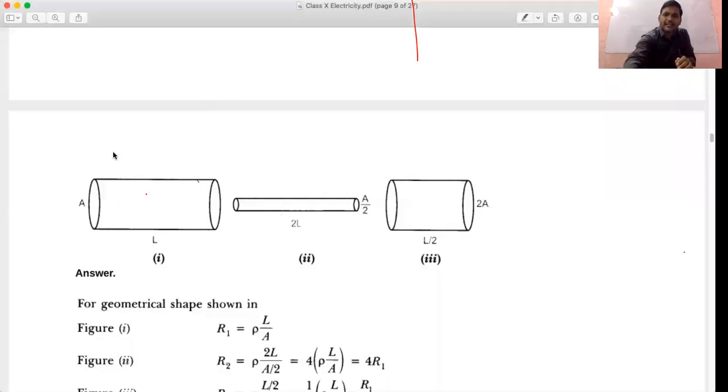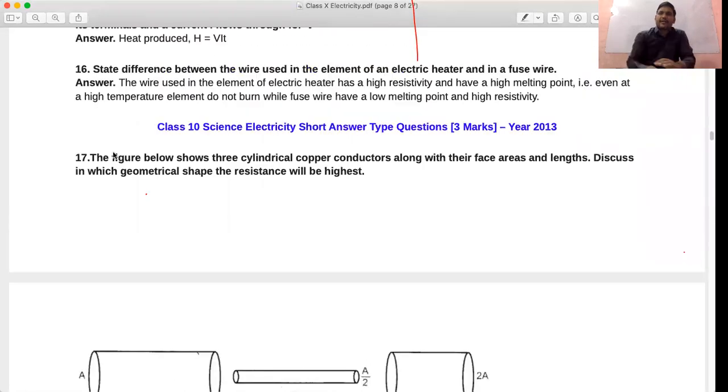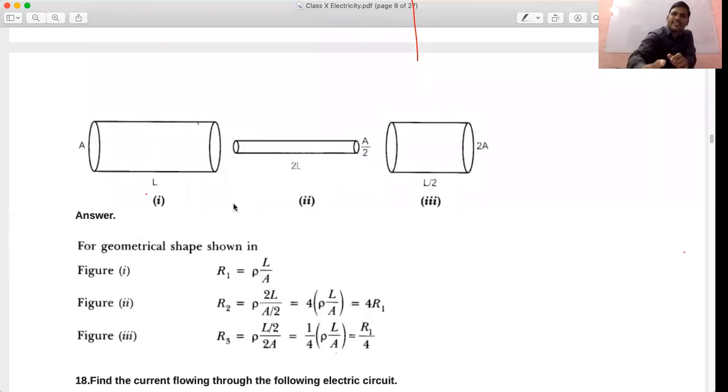So the question is: the figure below shows 3 cylindrical copper conductors, so these are all made up of copper, along with their face areas and lengths. Discuss in which geometrical shape the resistance will be highest. So they are asking which shape will have a greater resistance. The length and area of cross section are everything different, so how can we solve this question?